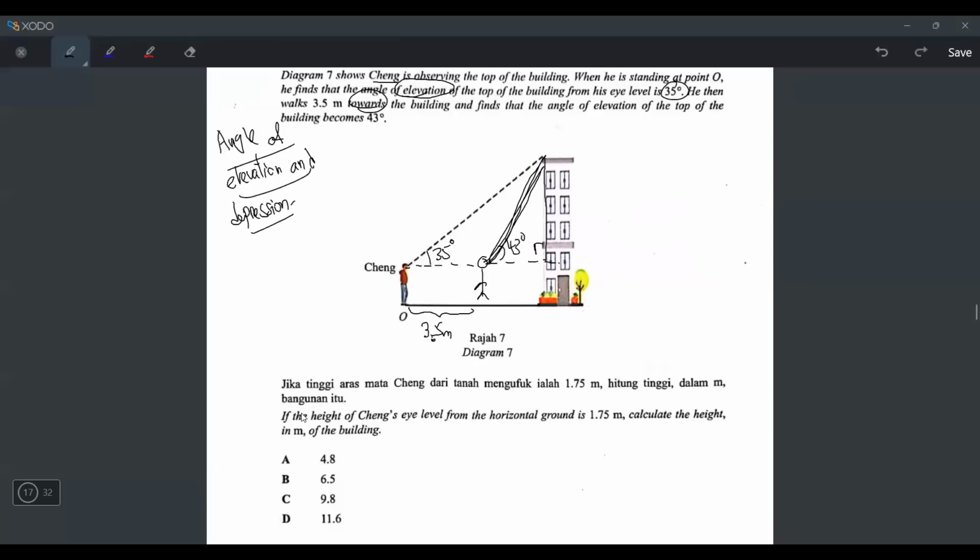And now it says the height of Chang's eye level from the horizontal ground is 1.75. So the distance between his eyes and the horizontal ground is 1.75 meters, which means here also 1.75, right? Because this is parallel. So calculate the height of the building. What is the height of the building? It will be the whole thing here. Okay, so how to do it?